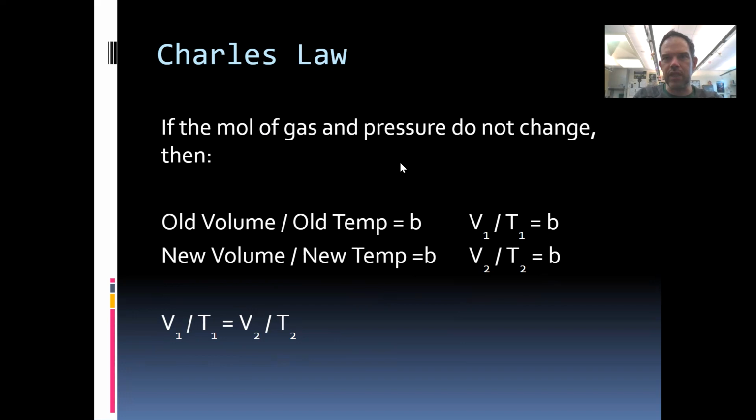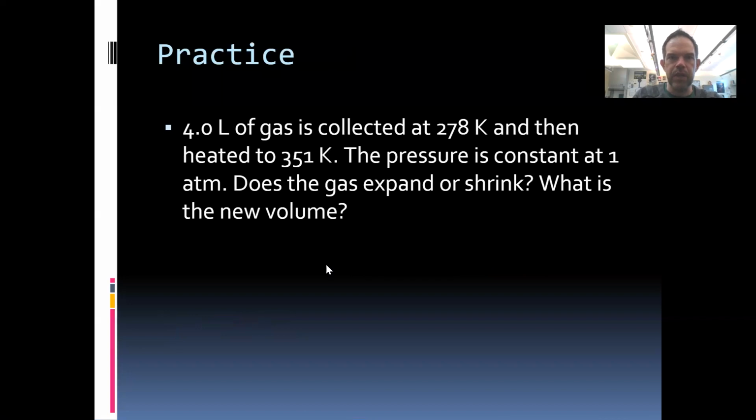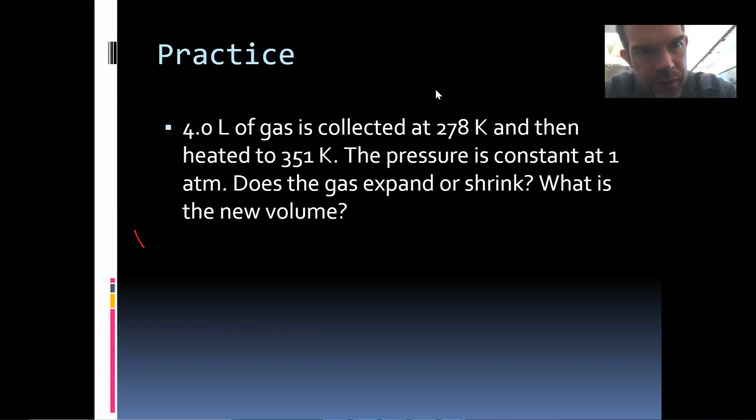Here is the thing you need to actually write down. This is actual Charles' law: volume 1 over temperature 1 equals volume 2 over temperature 2. We're now going to go ahead and do some practice problems, so we feel all good about that. Here we go, number 1. Let me go ahead and write. Remember, it is V1 over T1 equals V2 over T2.